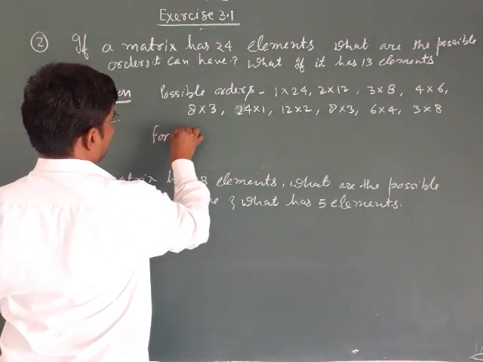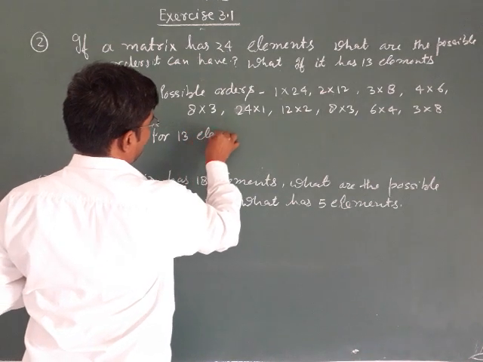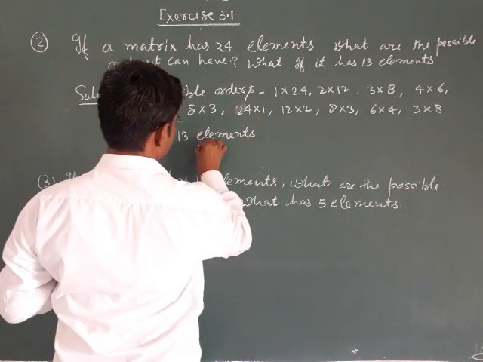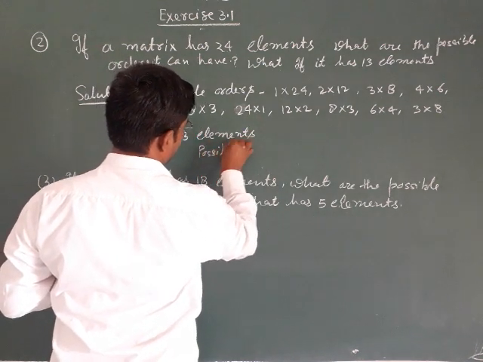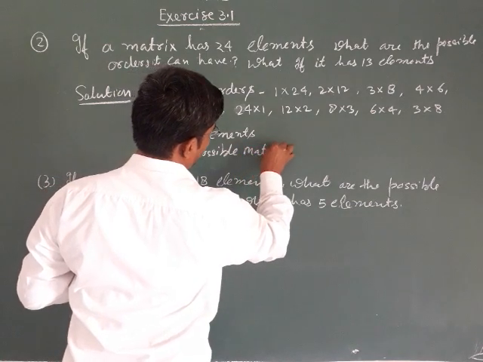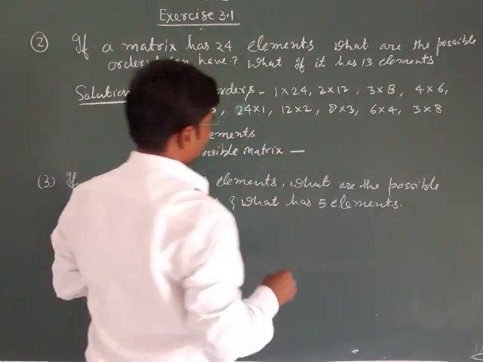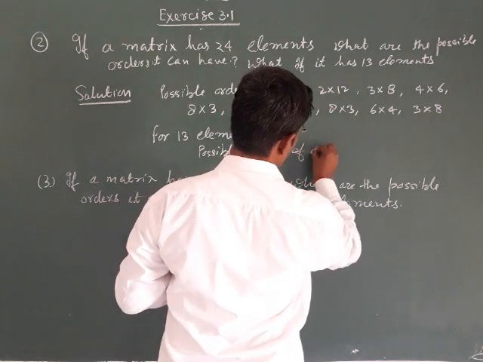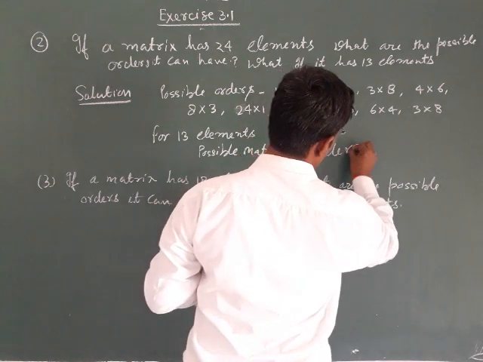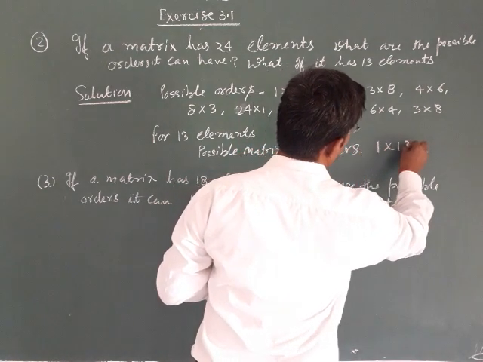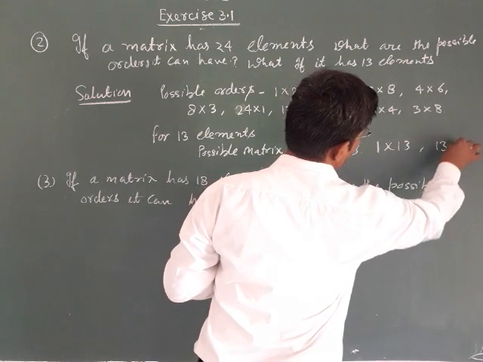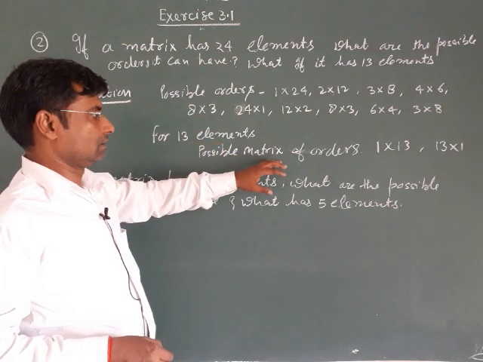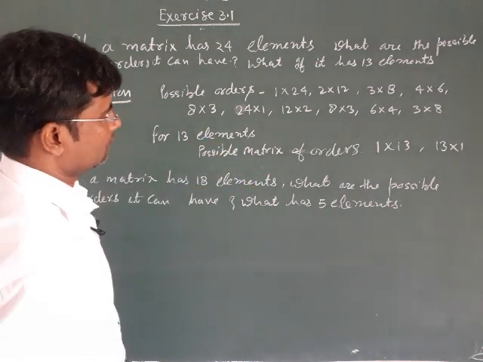And for 13 elements, the possible matrix orders are 1 into 13 and 13 into 1. There is no other multiple of 13.